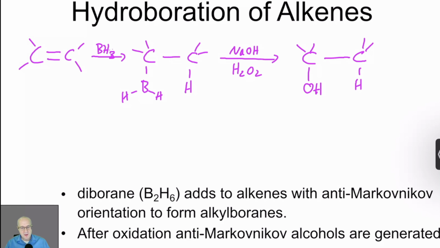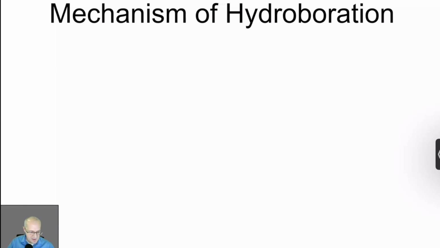Borane. And that will add itself across the double bond, and you'll get the borane species. A little bit of basic peroxide, and you'll end up with the alcohol species. And that's the generic hydroboration oxidation reaction. Let's look at the mechanism. So now let's examine the mechanism of the hydroboration reaction.